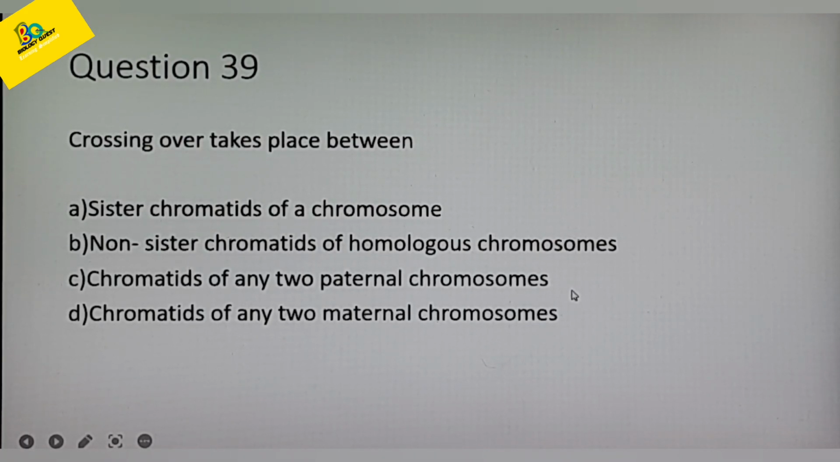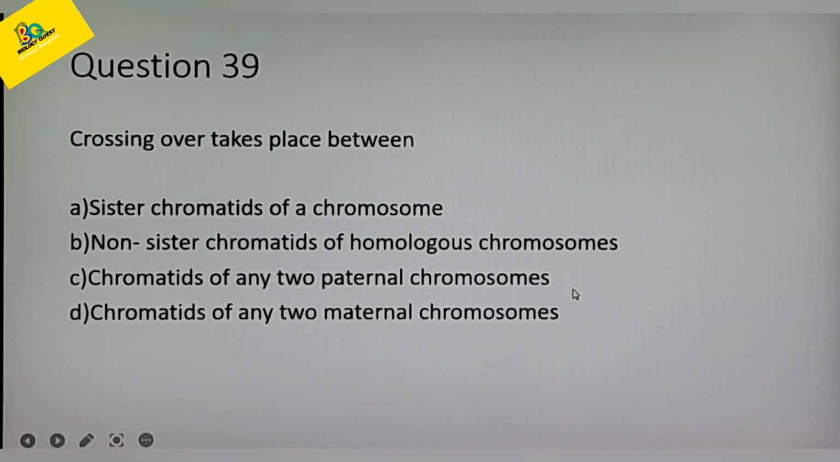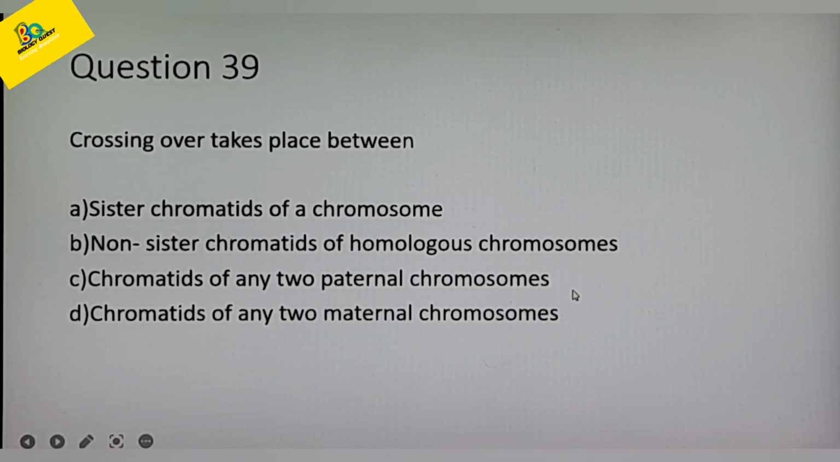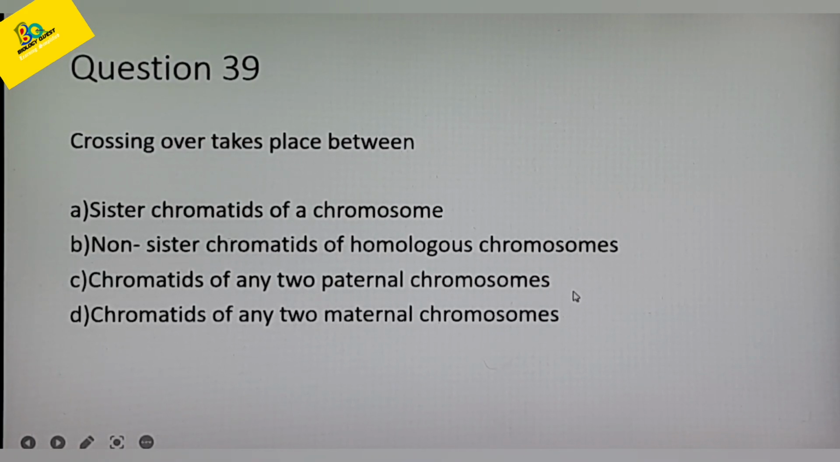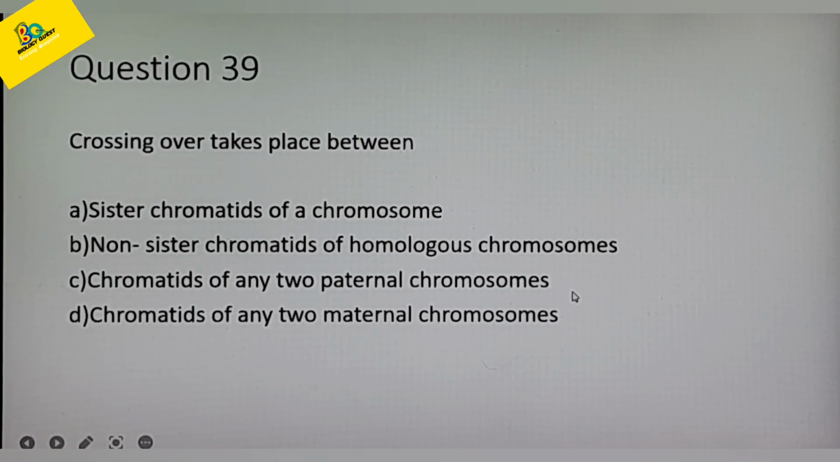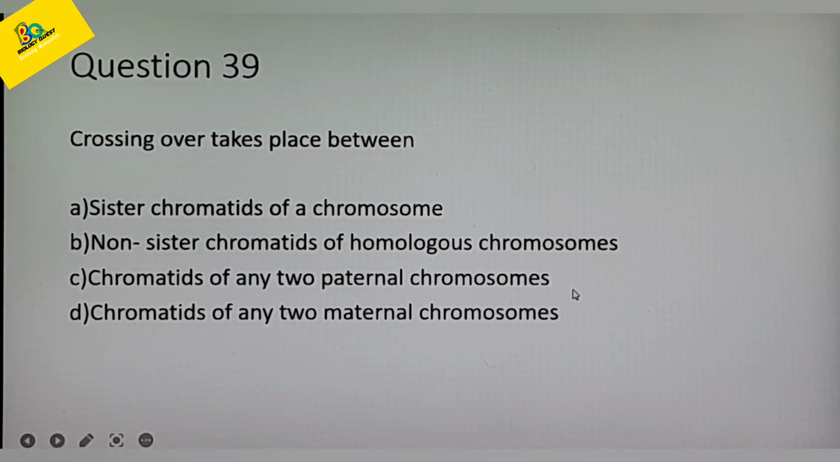Now what are these homologous chromosomes? Homologous chromosomes are chromosomes of the same size and shape, one from each parent. So it will be a pair of homologous chromosomes, means one of the chromosomes will be a paternal chromosome, that is a chromosome coming from the father, and the other will be a maternal chromosome, which means a chromosome from the mother. So crossing over or the exchange of genetic material takes place between non-sister chromatids of homologous chromosomes.